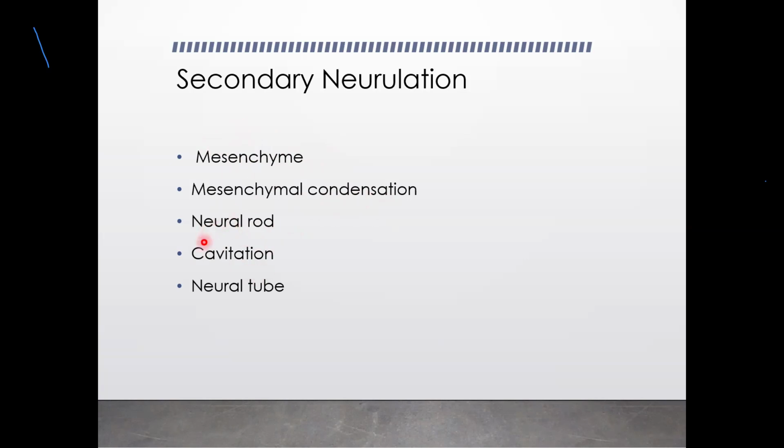Then after that, we'll have cavitation happening in this. So cavitation means you'll have a cavity inside that neural rod. And then when you have cavitation, you'll have the neural tube being formed.